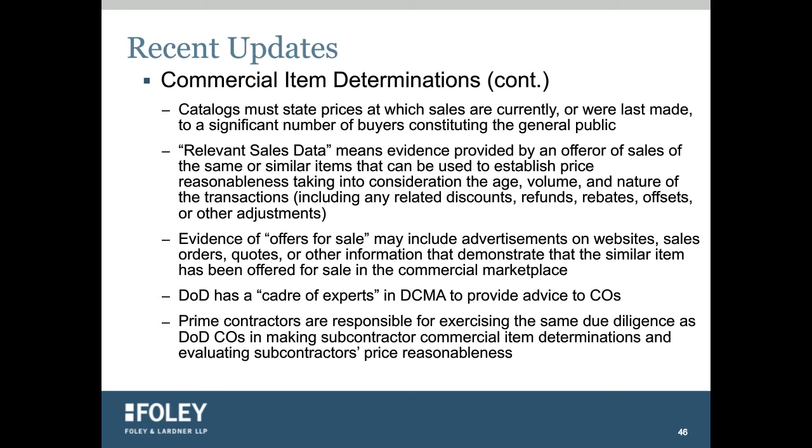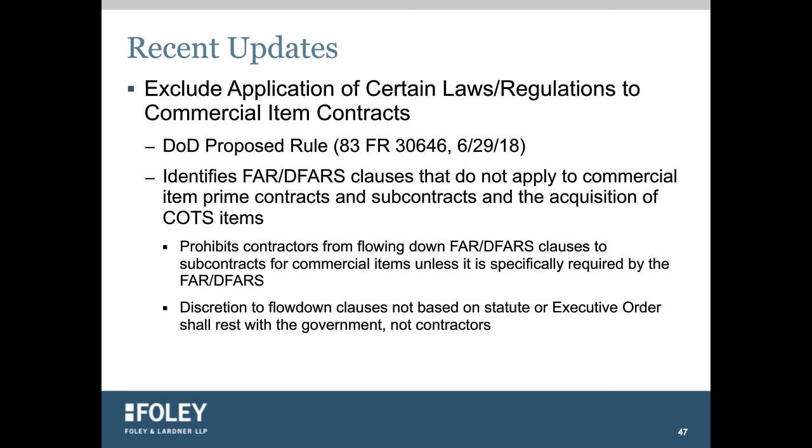There's a Department of Defense proposed rule going along with the National Defense Authorization Act incentive to look at, are these laws and clauses really supposed to apply to commercial item contracts? So it identifies FAR and DFAR clauses that don't apply to commercial item prime contracts and subcontracts and the acquisition of COTS. Notice this is just a proposed rule, so it's not in effect yet. It also includes in the DFAR a narrower definition of subcontract.